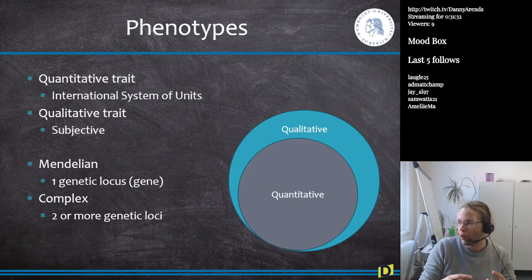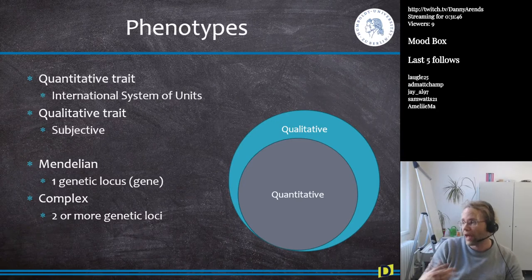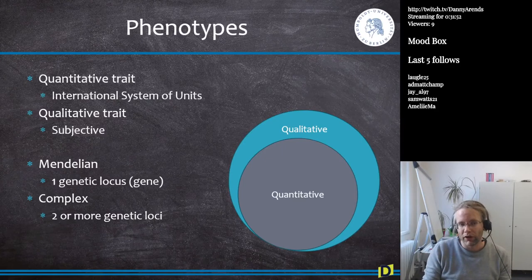So wine quality used to be in the qualitative traits, but nowadays wine quality is in the quantitative traits. And that happens with more and more traits. The more technology we get, the better we are at expressing certain properties of an animal or a plant in terms of the SI units. So besides having a qualitative and a quantitative trait definition, we also have something which is Mendelian and complex.